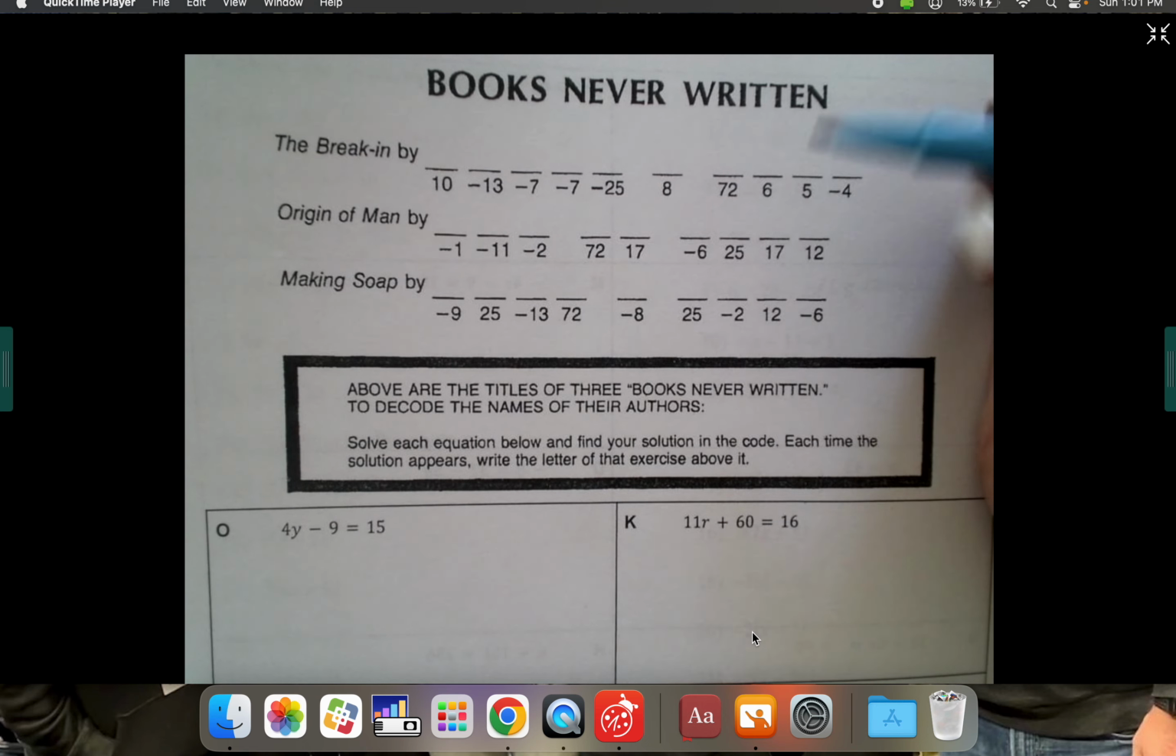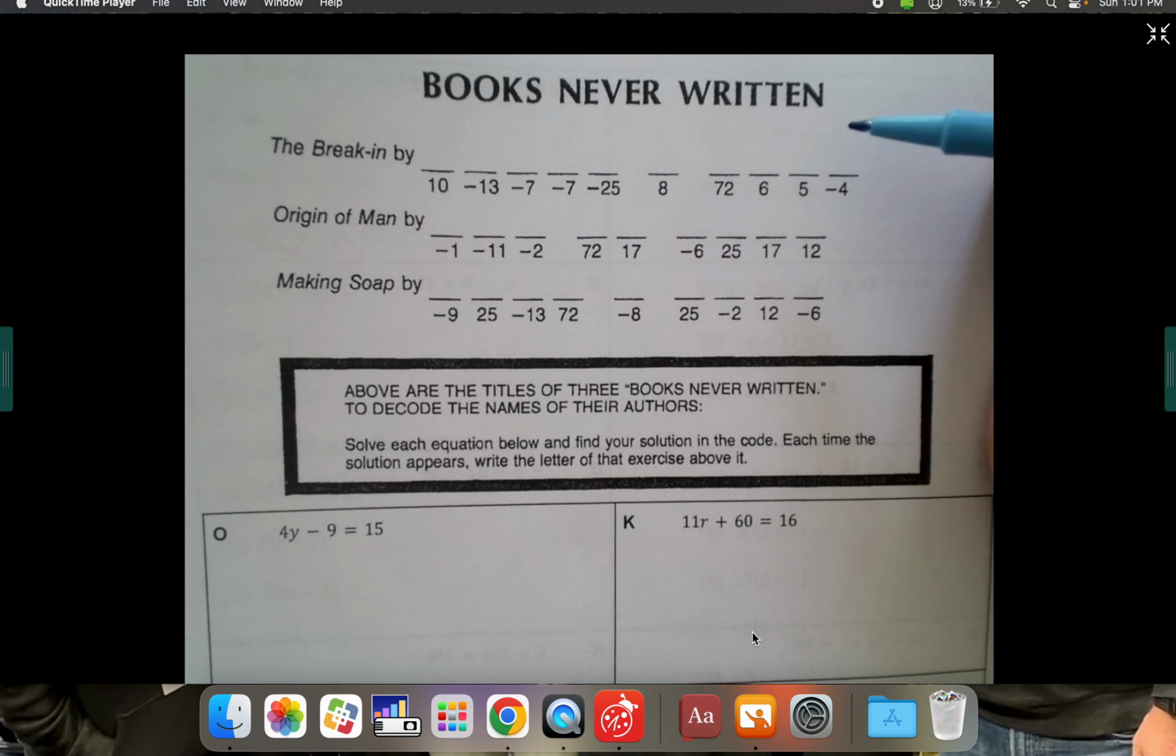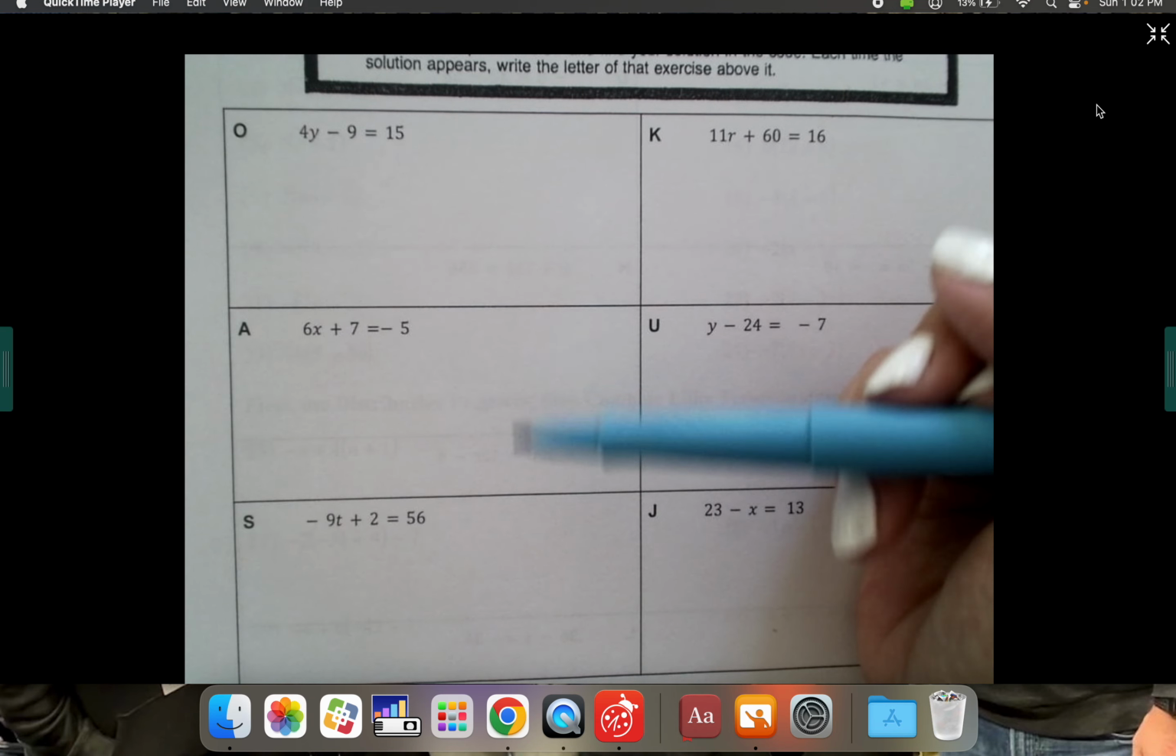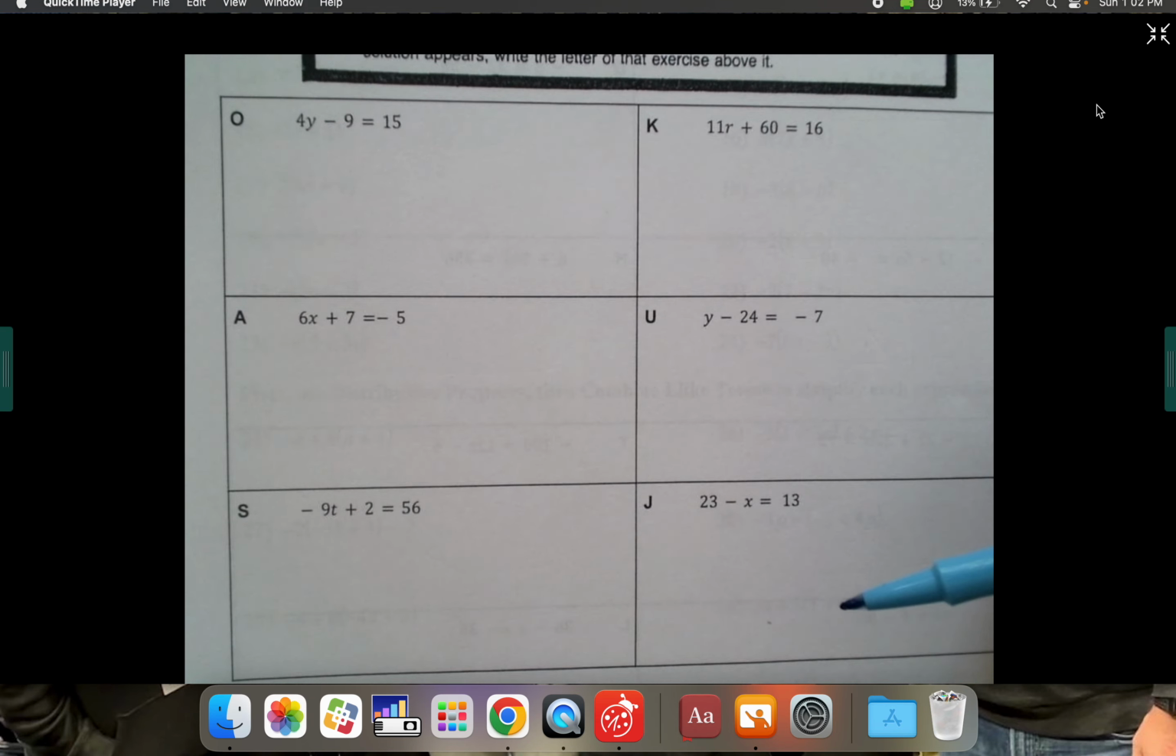Okay, today we are working on this riddle worksheet called Books Never Written, and this is to review solving two-step equations. So I'm going to be finding the answer and then filling in this riddle, but normally I don't really care if you do the riddle part. The only reason that the riddle part is good is because you can check to see if your answers are there so that you know if you did the question right or not. But be sure to fill out the whole worksheet with me and show the process so that I know that you are practicing all the correct steps.